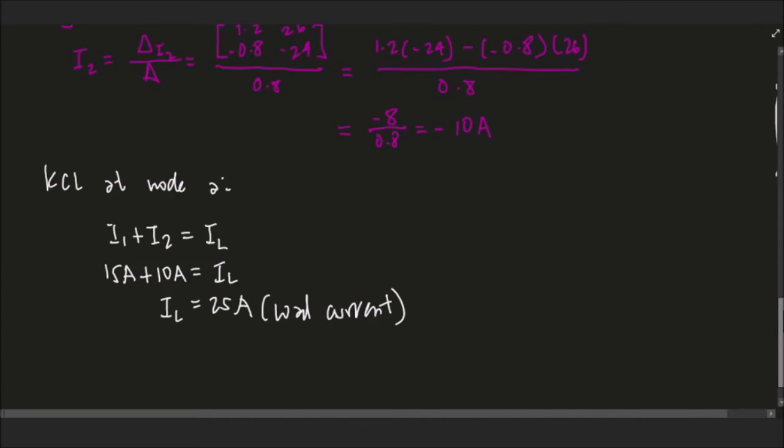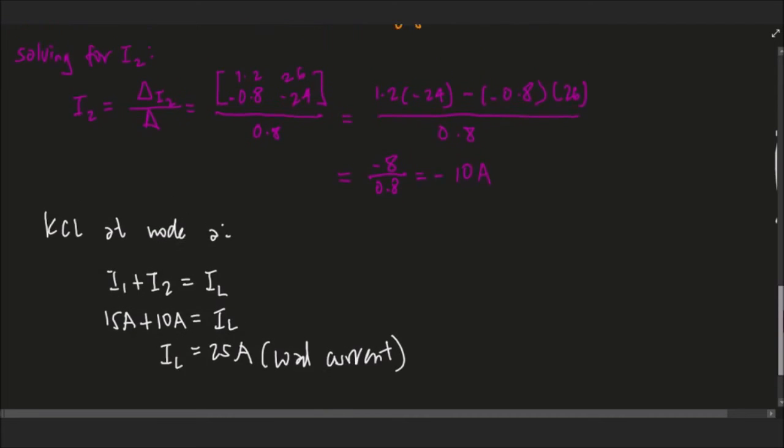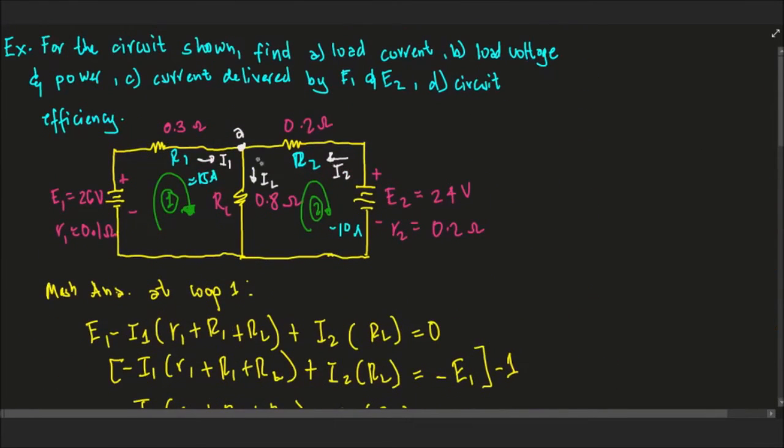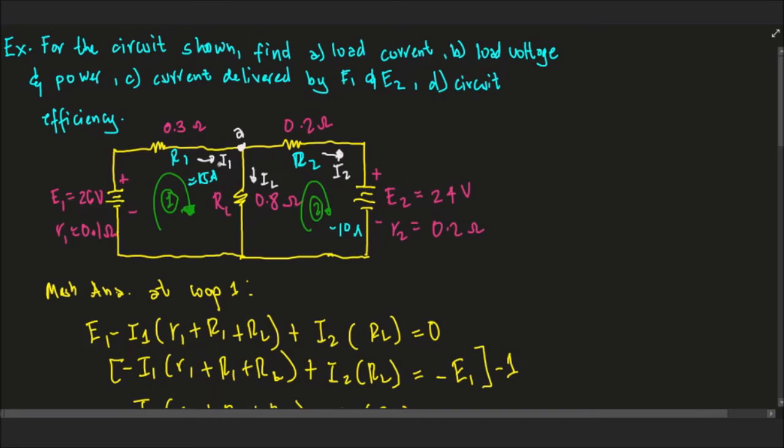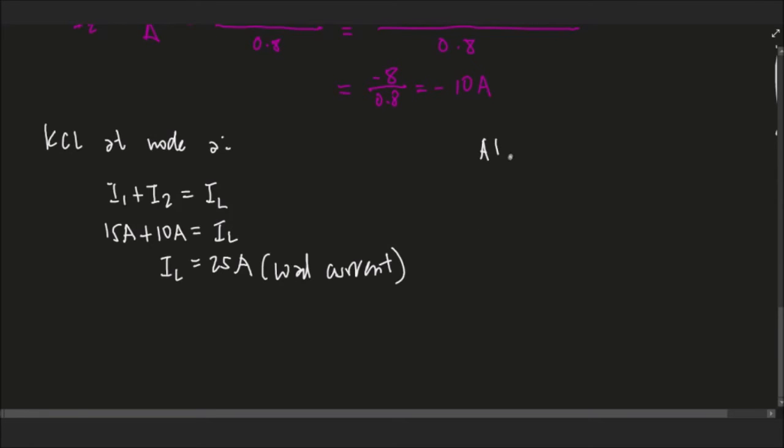Now if we will not consider the direction of I2, we will just use the same direction of I2 that we were originally considering. So this will be on the other side. Our KCL now becomes: the current entering is I1, which is equal to the current leaving, which is IL and I2. This is the alternate KCL at node A. So we're solving for IL.